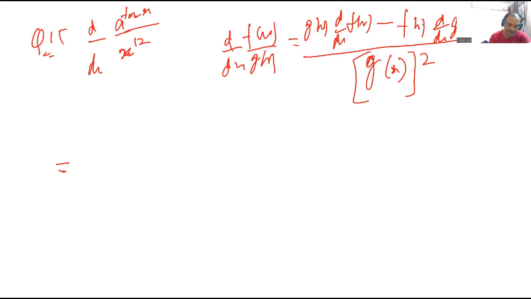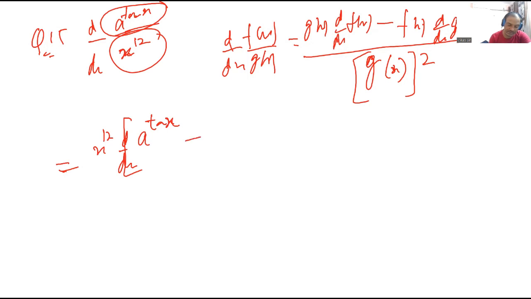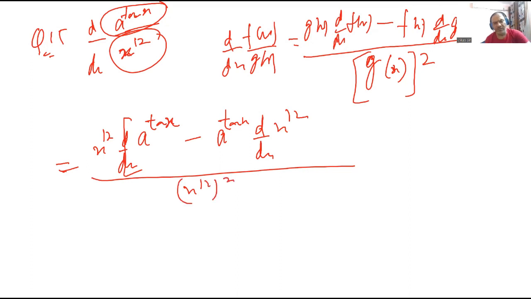Now what else you can do here is, how much is gx? Gx is x power 12. This is x power 12. And here d by dx of fx. This is d by dx of a power 10x. Okay. Now minus, this is a power 10x. Okay, fx. And this is d by dx of gx. This is x power 12. And in the denominator is x power 12 whole square. Okay. In this way, you could write it down first.